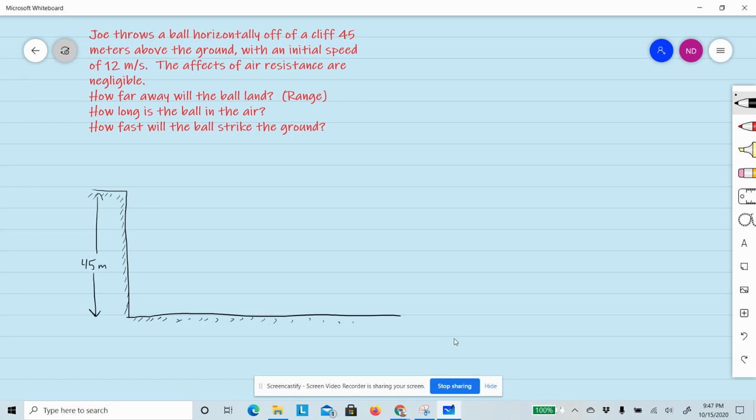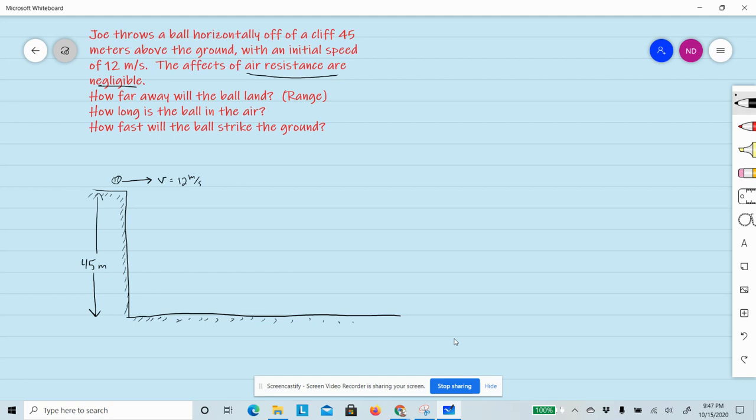There's a simple picture. Now this ball is going to be thrown horizontally, not that way. It's going to be thrown horizontally with a speed of 12 meters per second. Very, very important: air resistance is negligible. So it's got that speed, that's it. We want to know how far away it's going to land.